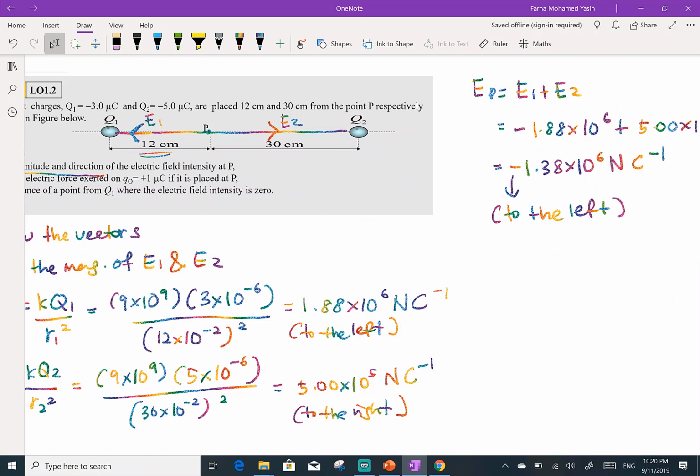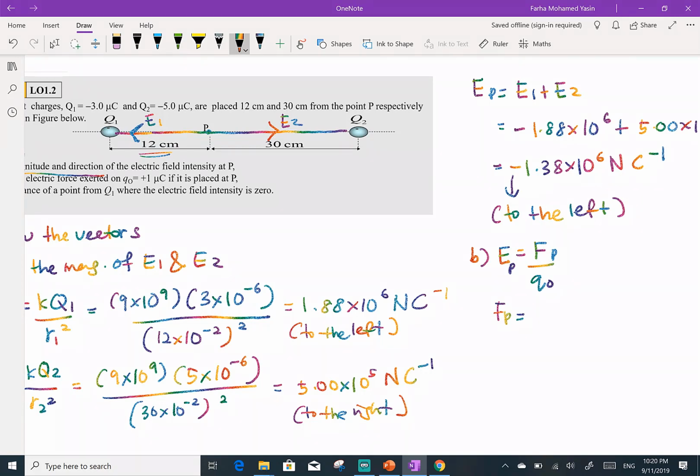Okay, so apa yang kita perlu buat ialah kita perlu relatekan dengan persamaan, iaitu dalam slide yang ke-17 dalam lecture notes, iaitu E equals to F over Q0. Okay, so kerana dia mention about point P, so kita labelkan point P. Okay, so kita calculate EP, kita dah tahu, and we can get the FP.